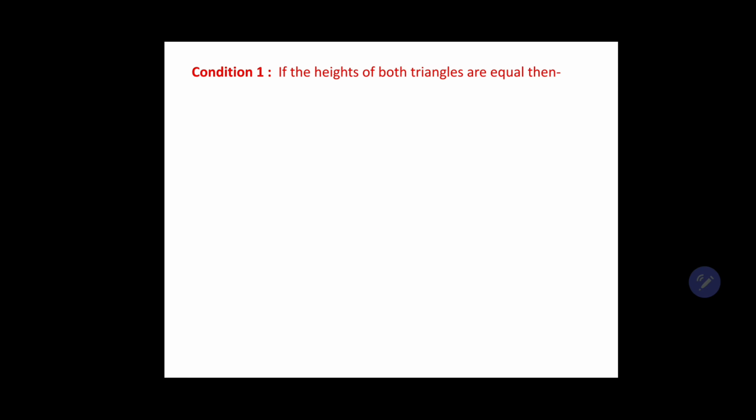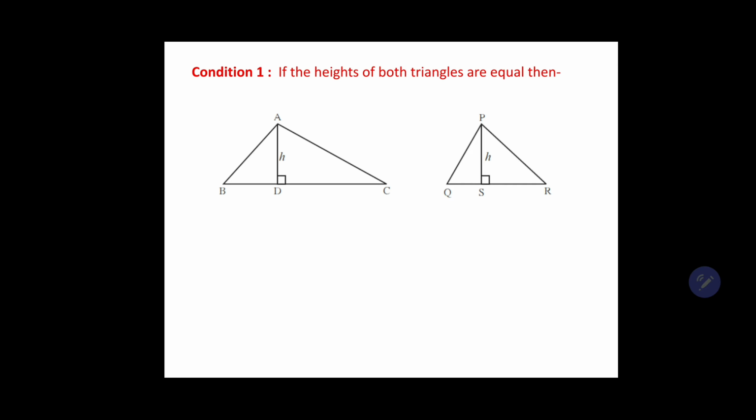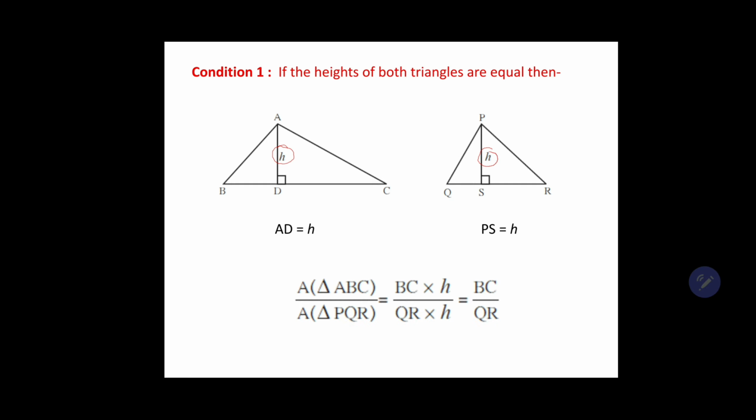The next condition for this theorem is, if the heights of both triangles are equal, then what will we do? Consider triangle ABC and triangle PQR. As we can see here, for triangle ABC, the height is AD, which is represented by symbol H, and for triangle PQR, the height is PS, which is also represented by symbol H. That means for both these triangles, the heights are the same, that is H.